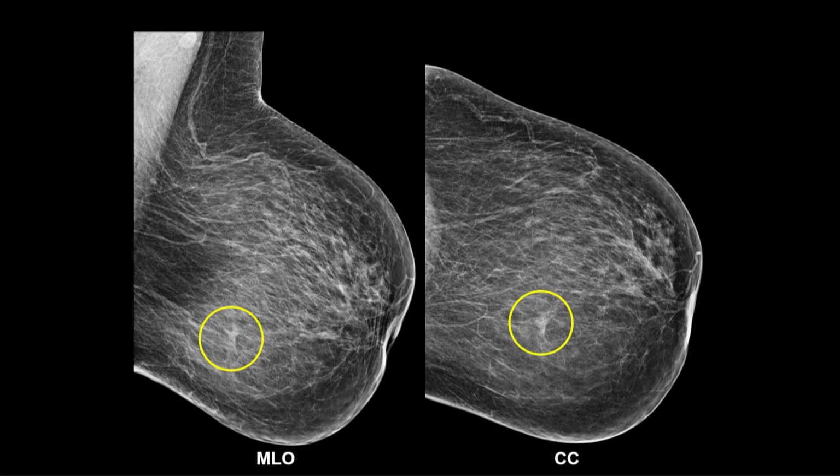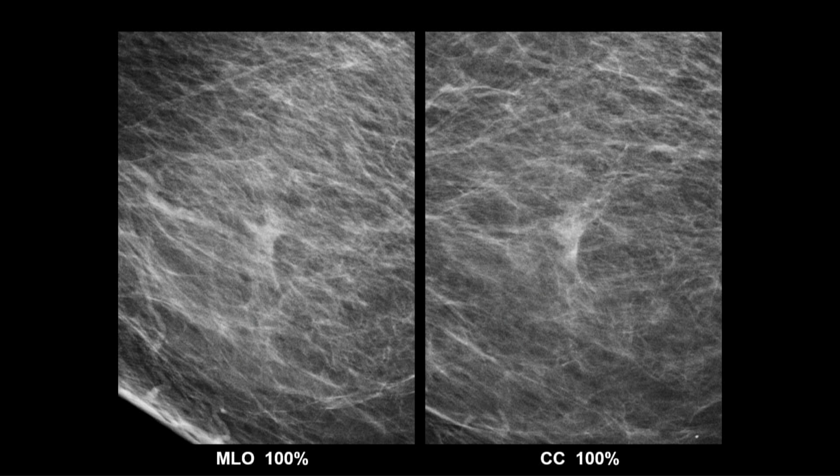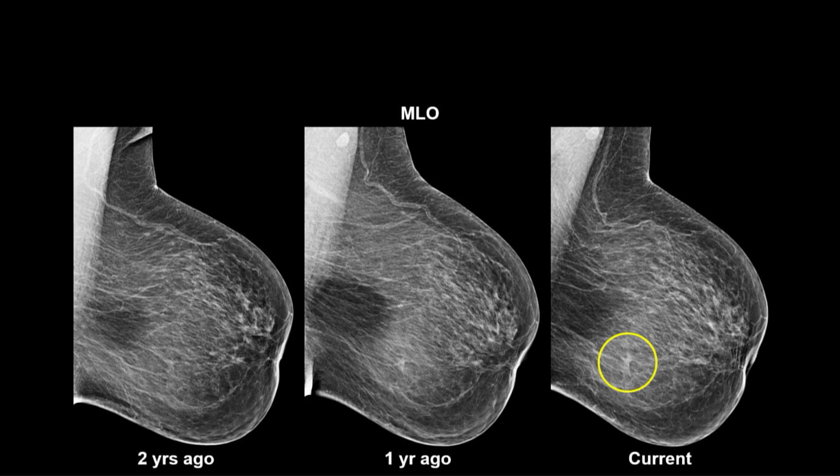Okay, here's another one. But this one is not new. This one's going to be enlarging. It's getting bigger. So there it is. Here it is up close. Again, concave outward contour. And when you compare with priors, it's this size here, and it's smaller a year ago, and it's smaller still, if you can see it at all, over there.